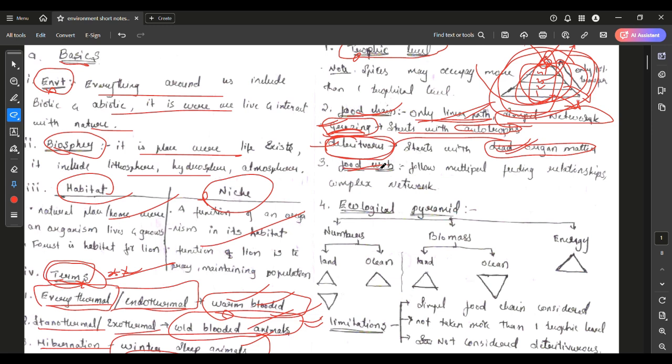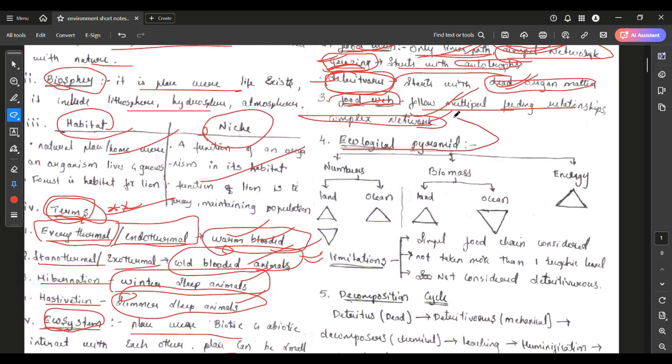When coming to the food web, I just provided 2 points here: it follows multiple feeding relations and is a complex network. By seeing these 2 points, you can elaborate that a food web is a network of interconnected food chains in an ecosystem. It shows multiple relationships between organisms, as most animals eat more than one type of food. You can provide the example of plants being eaten by deer, rabbits and grasshoppers. That is known as a food web. Like that you can elaborate, and you can also elaborate the ecological pyramid.